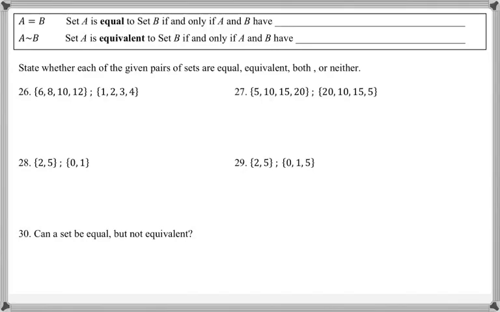The next two definitions are equal and equivalent. Set A is equal to set B if and only if A and B have exactly the same elements. Set A is equivalent to set B if and only if A and B have the same number of elements.